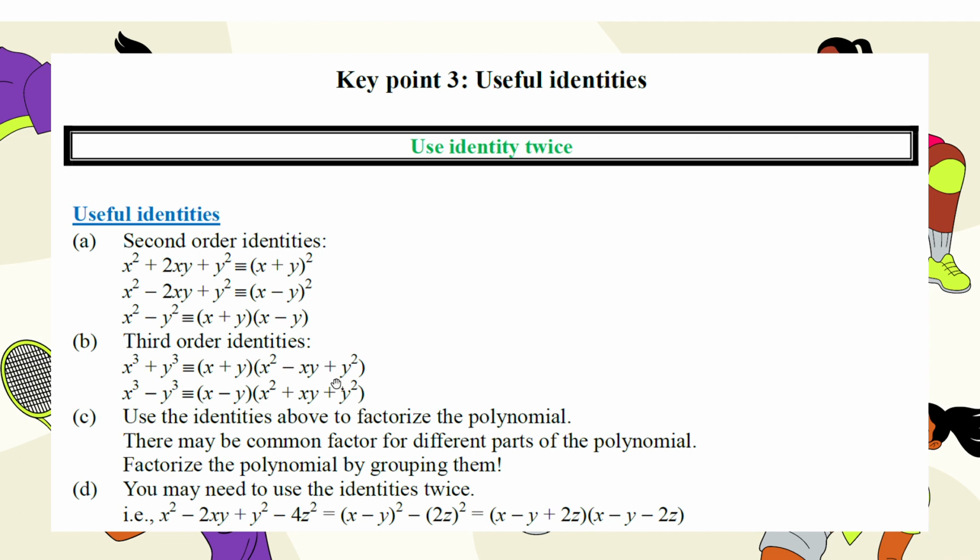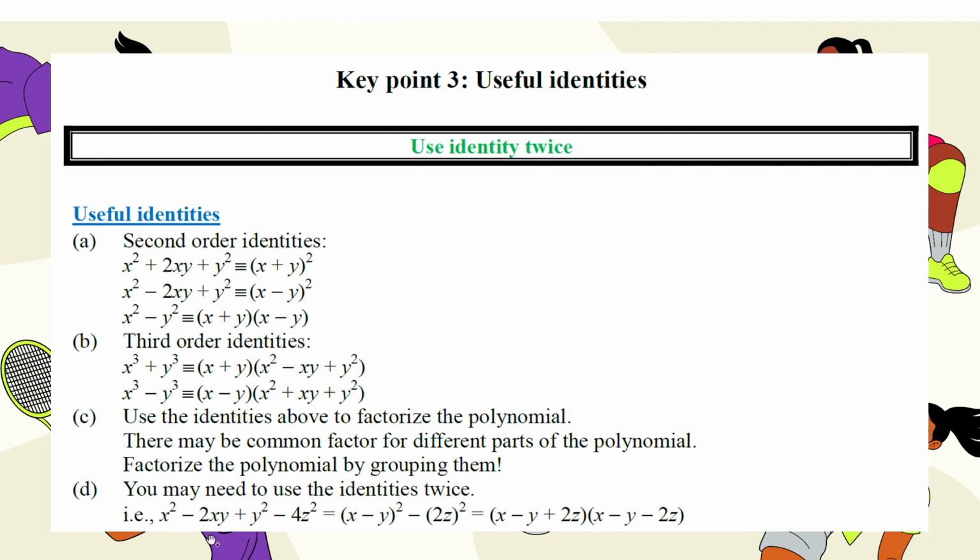You need to use some way to remember it. Plus, plus, minus, minus, minus, plus. It's a very funny pattern. So use the identity to factorize the polynomial, and then probably you need to factorize again, because it's a linear form. So probably you need to do factorization twice. Use the identity twice.